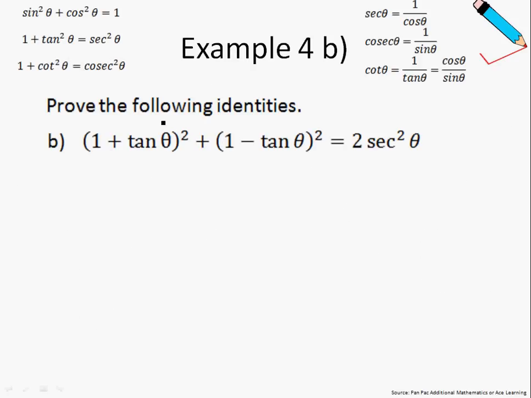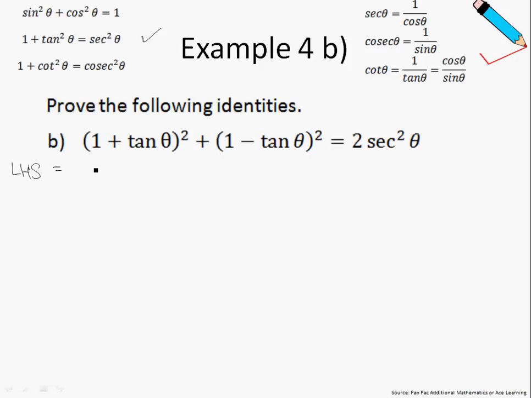In example 4b, this is something slightly tougher. I'm asked to prove the following identities. What I will do is make use of the second identity you see on the top left hand corner of your screen. Let me start from the left hand side of the equation. Note that it's not a must to start on the left hand side. Sometimes you might want to start on the right hand side. It might be easier sometimes.